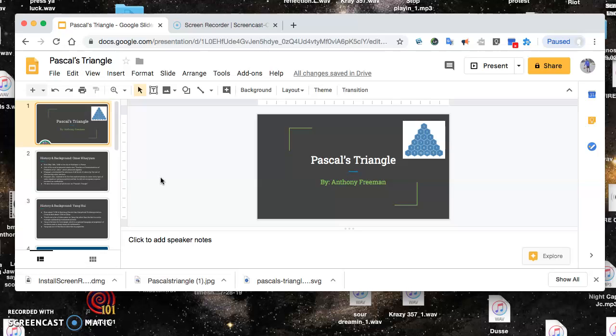Pascal's triangle is often used in math and it can be used to do many things, such as finding probability and using the formulas to find how long you can go with the triangle, how many rows of the triangle you can find.